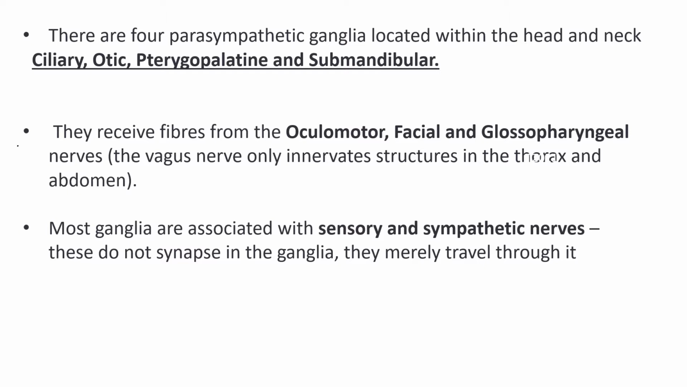They receive their preganglionic fibers from the oculomotor, third cranial nerve, the seventh cranial nerve, that is facial, and the glossopharyngeal nerve, the ninth cranial nerve. The vagus also sends some preganglionic parasympathetic fibers, but they innervate the structures from the thorax and abdomen. Most ganglia are associated with the sensory and the sympathetic nerves also, but these fibers do not synapse in the ganglia. They just pass through the ganglia.